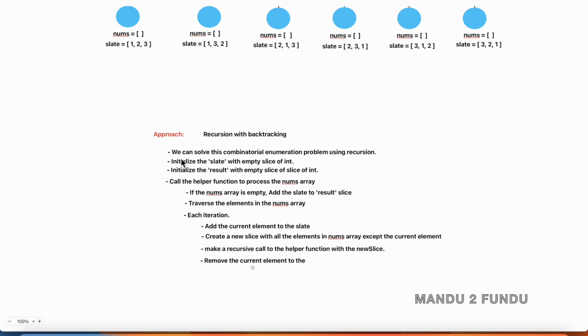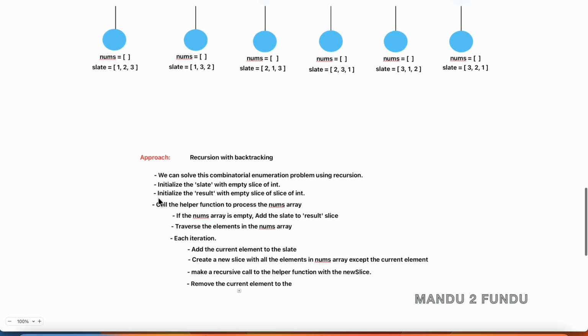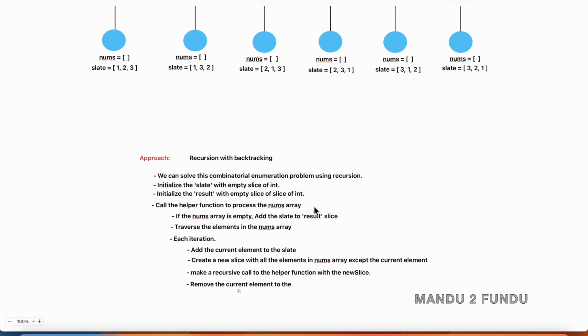We can solve this combinatorial enumeration problem using recursion. First we initialize the slate with an empty slice of int, and then the result with an empty slice of int. And then we can call the helper function to process the nums array. If the nums array is empty, add the slate to the result slice. Otherwise, traverse the elements in the input nums array, and in each iteration add the current element to the slate and create a new slice by excluding the current element from the nums array, and then make a recursive call with the new nums array and the slate.